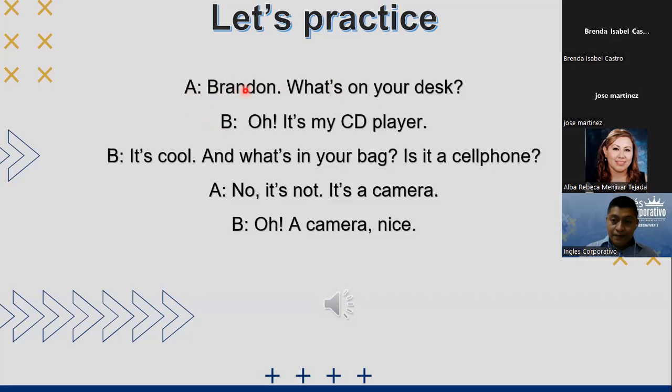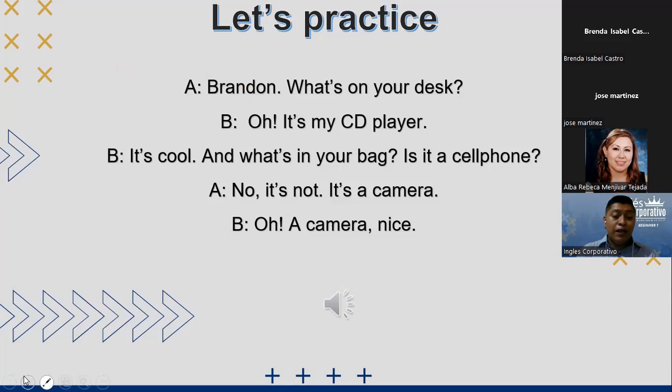Brandon, what's on your desk? Oh, it's my CD player. It's cool. And what's in your bag? It's a cell phone? No, it's not. It's a camera. Oh, a camera, nice. Okay, thank you so much.